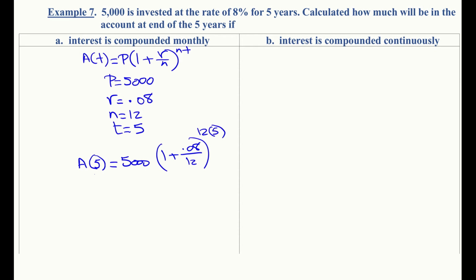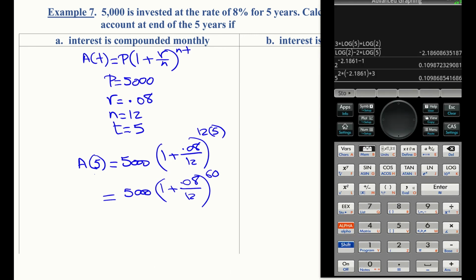So if we simplify it, we just get 5,000 times 1 plus 0.08 over 12 to the power of 60. Of course, you don't really need to simplify it because you could just type the previous line into the calculator. So this was an extra step, rather unnecessary. You can just type it in. I'll show you. So let's go ahead and bring up the calculator. Let's clean it up. All right, so just be careful how you type it in.